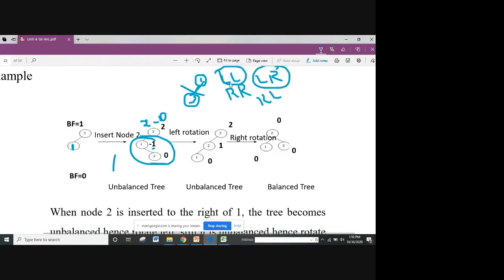The first time, I do not know whether it will be balanced or not when I rotate. So the first time I make a left rotation, that's all. A left rotation is made between 2 and 1. So directly 2 will come up, and 1 comes to the left.